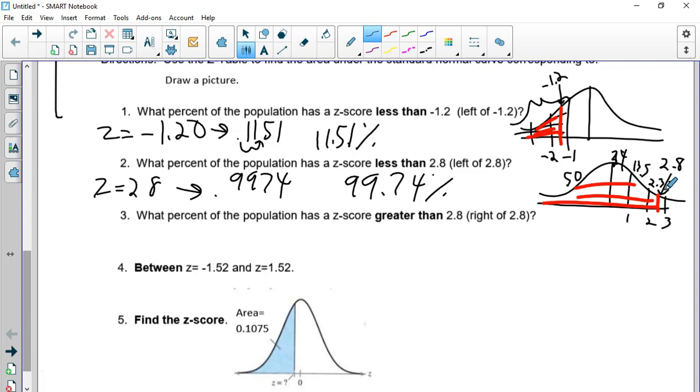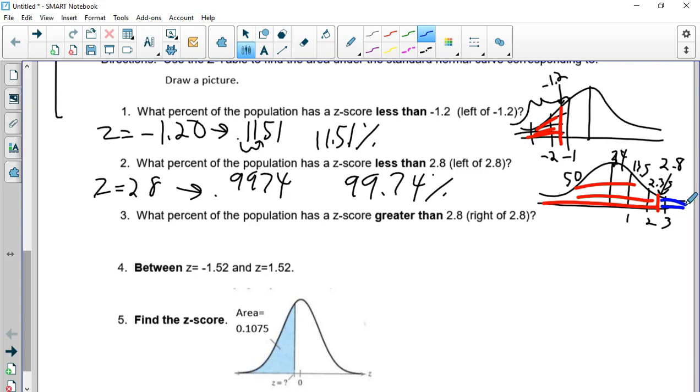All right, 3, what percentage has a score greater than 2.8? Now this is tricky. This one's a little tricky. We have an extra step here. So 2.8, but we've already done all the math. Now we're talking about shading this part.